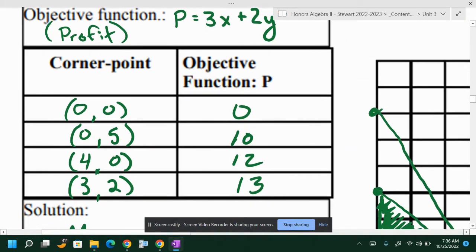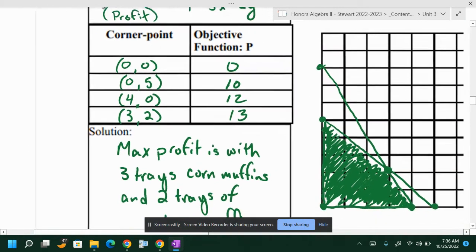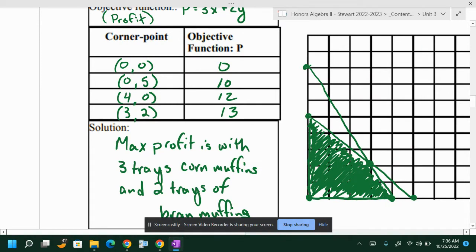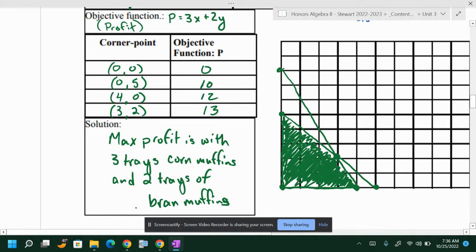From there, I use that profit function and the corner points I have in my graph in order to get my objective function, or my maximum profit. So as you can see here, the maximum profit of $13 is with 3 trays of corn muffins and 2 trays of bran muffins.